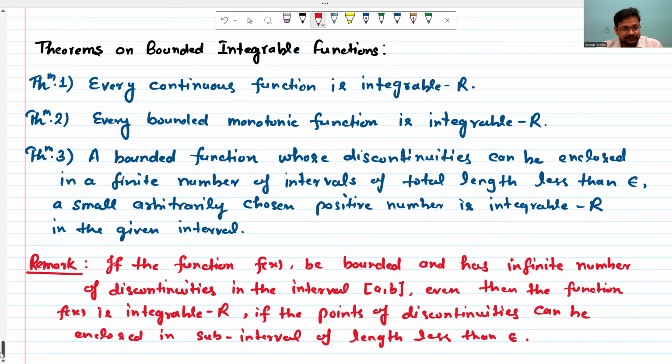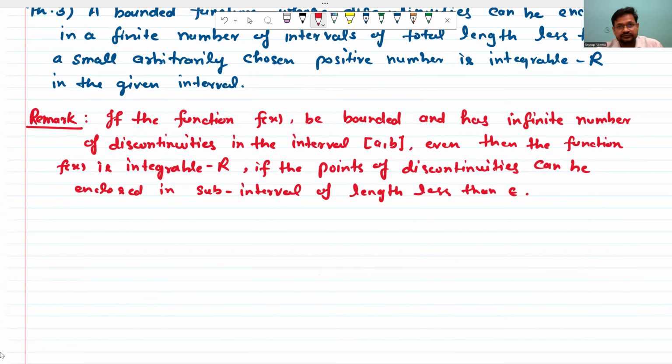Okay. Next theorem, theorem number 4. What this theorem is saying: if a function f(x) is bounded and integrable R in the closed interval [a, b], then the modulus of f(x) is also integrable R in that interval. If a function is integrable, then its mod will also be integrable.